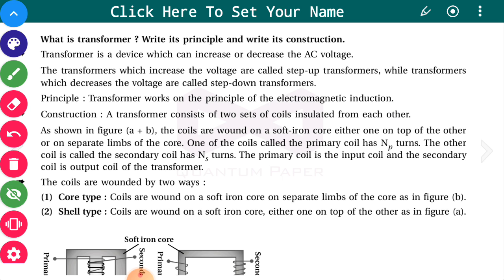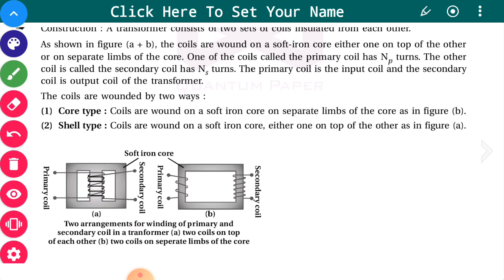Now here a construction is shown, or rather it is discussed. A transformer consists of two sets of coil insulated from each other, means they are not in contact, they are isolated. Here the figure is given as shown in figure A and B. The coils are wound on a soft iron core, either one on top of the other or on separate limbs of the core. Either way they are joined.